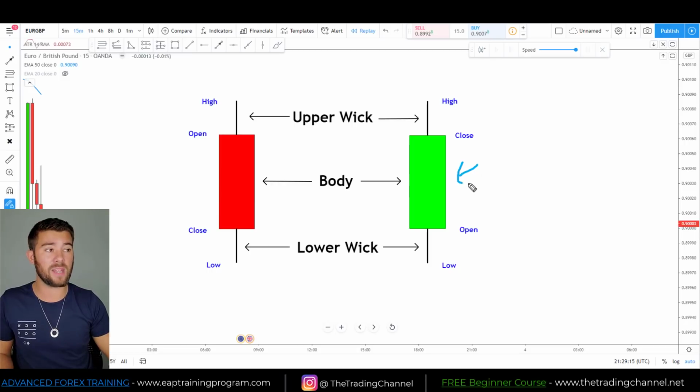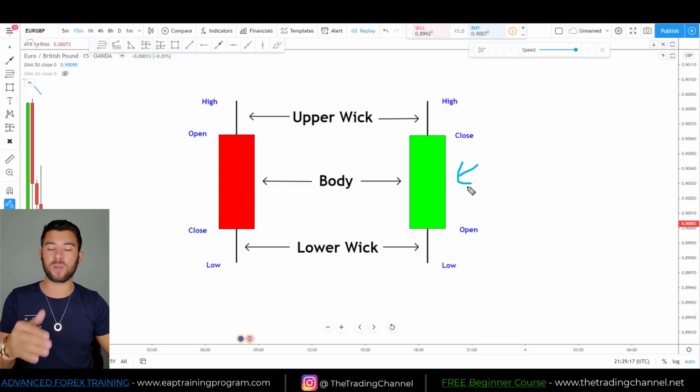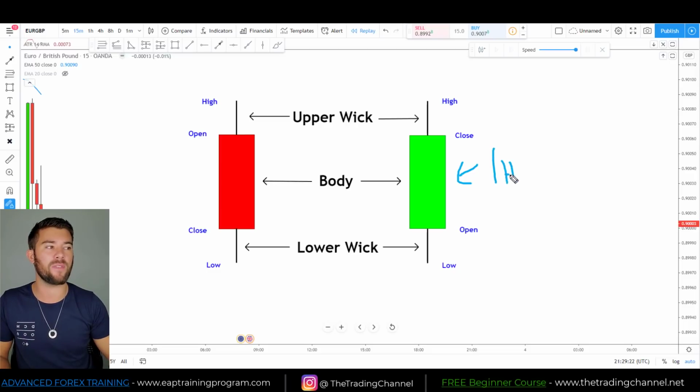Again, this candlestick, any candlestick, represents a period of time. It could be a daily chart. This could be a 1 hour chart. If it was a 1 hour chart, that means at the beginning of that 60 minutes, the price opened at the bottom of the body of this candle.